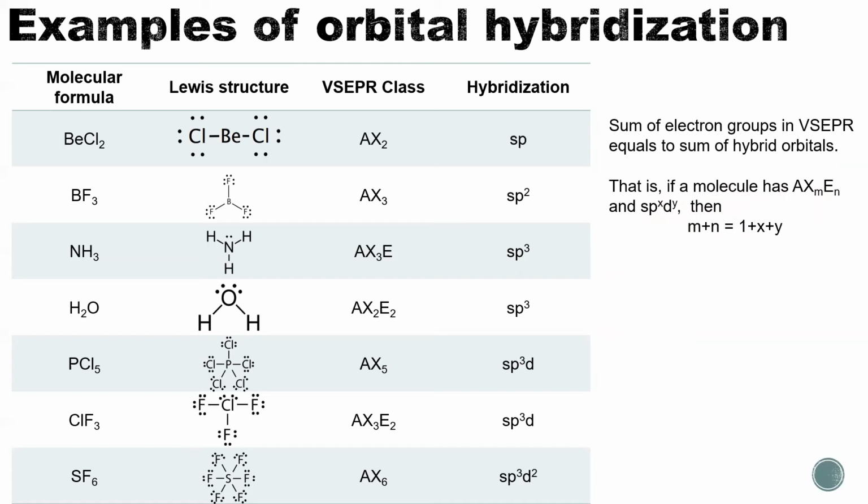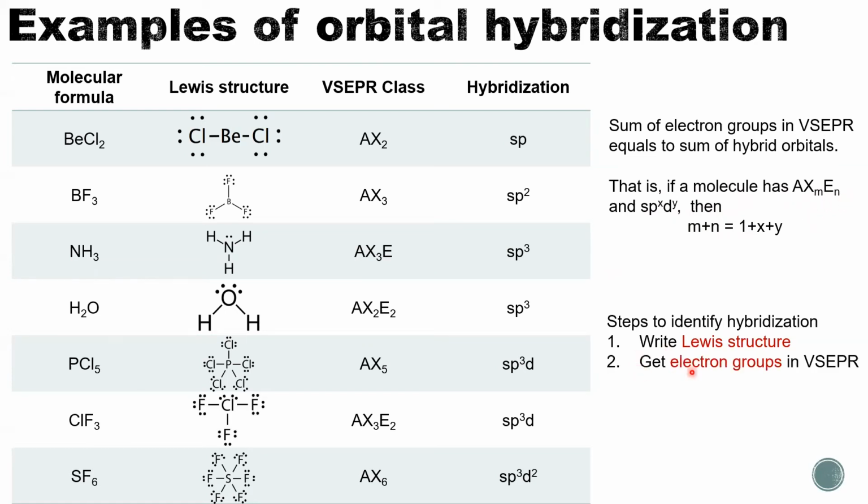Yeah, so with that, we have a few steps to determine the hybridization of the orbitals. First, of course, write the Lewis structure, so we can determine the sum of m and n. That is the second step: get the electron groups in VSEPR, the sum of m and n. And then from that, we can identify the hybridization. How many orbitals are involved in this hybridization? S always has 1 as a subscript, and we leave that out.